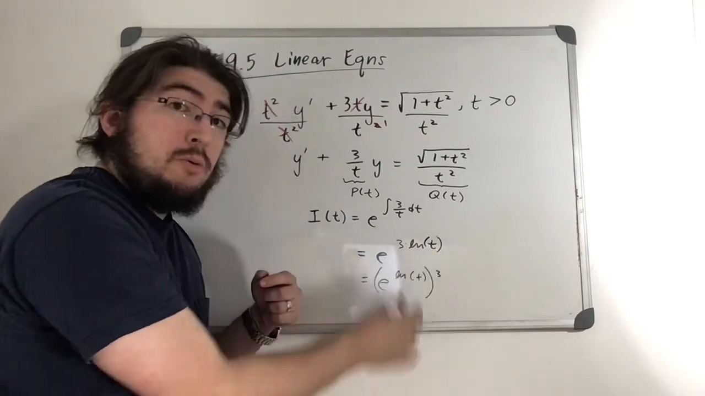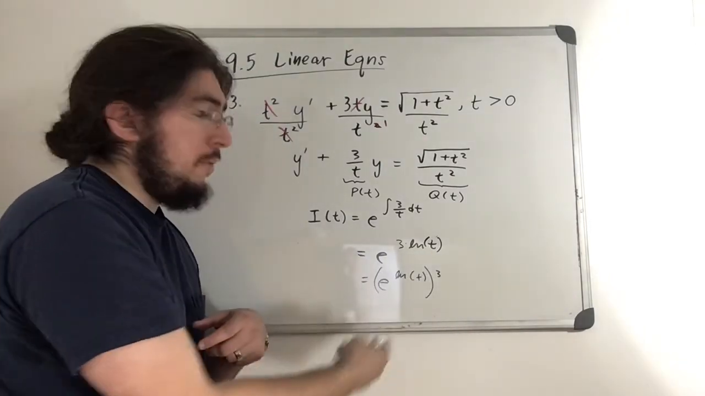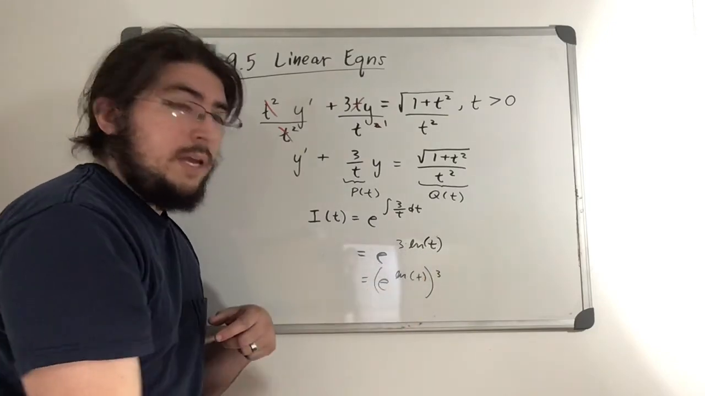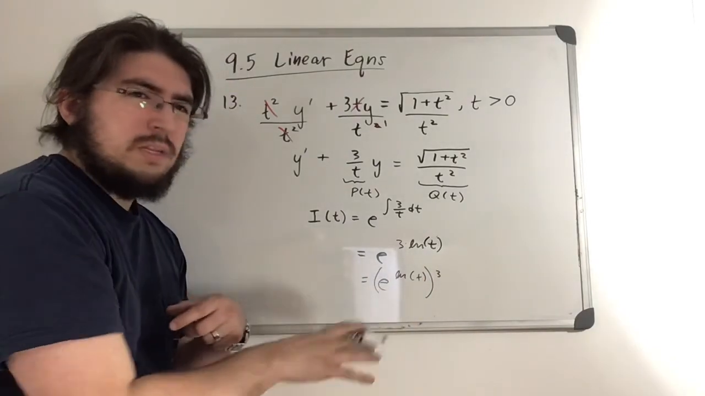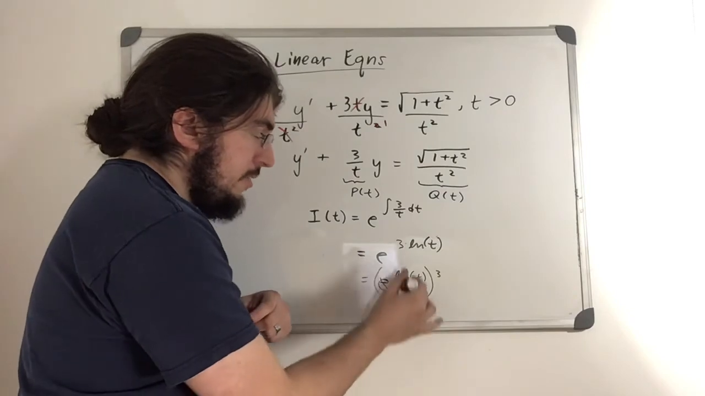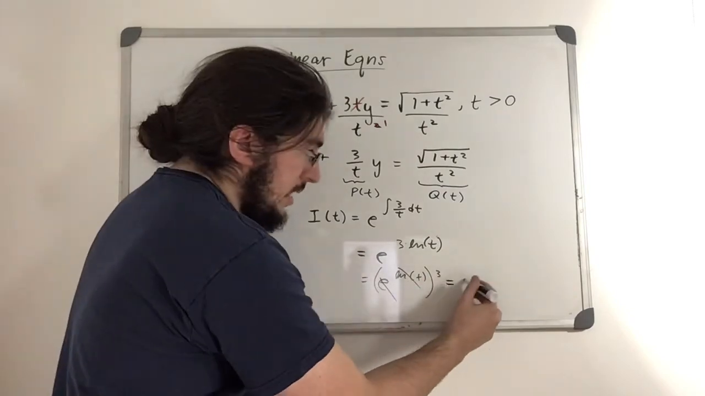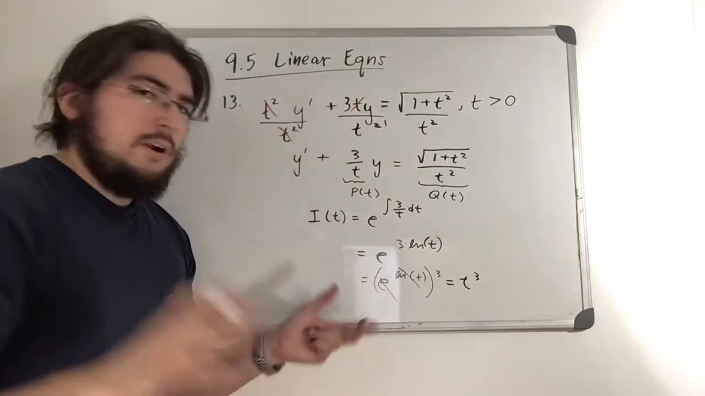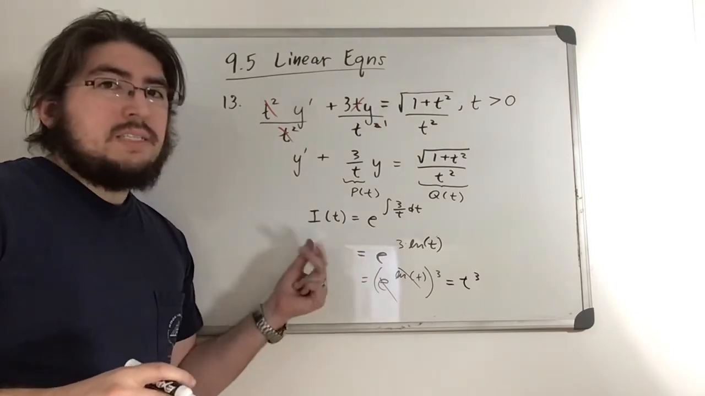Because when you have a power to a power, you multiply the powers. Applying that property in reverse gives you this. Okay? Hope you can see that with the glare, sorry about that. But here the e and ln cancel out, and we get t cubed. So regardless of whichever way you do it, I of t is t cubed.